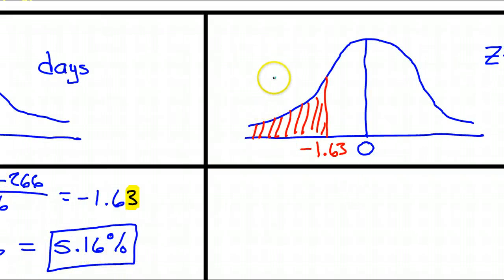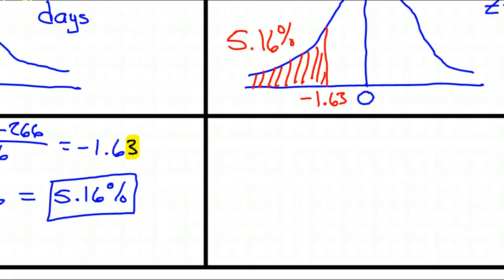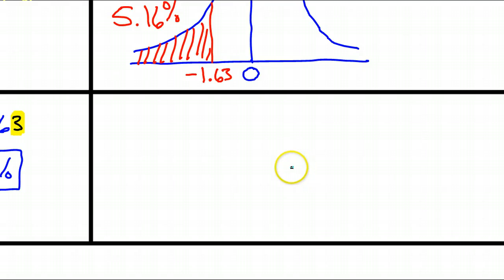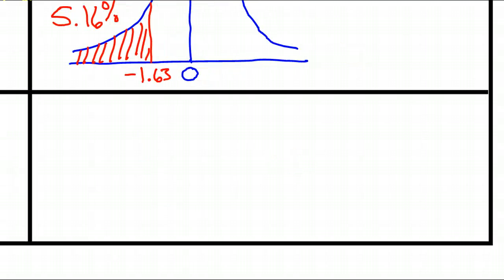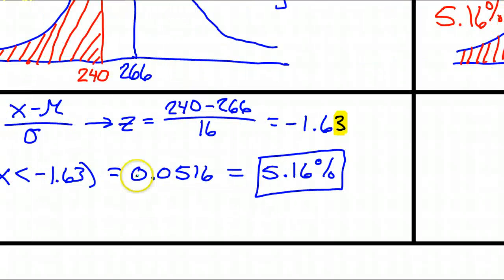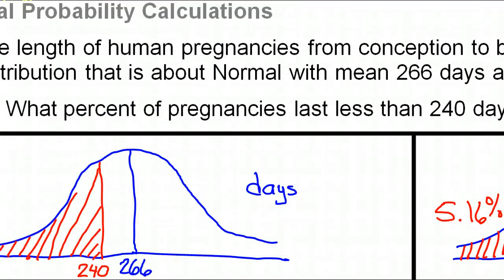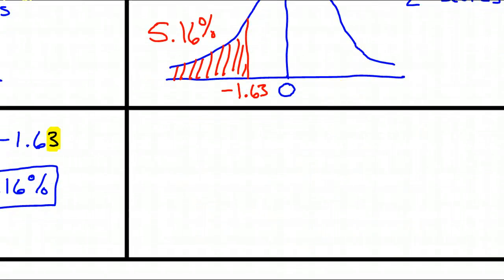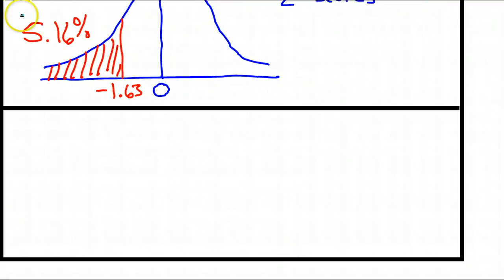Now this 5.16, let's go ahead and put that in our picture, because this red right here is 5.16% of the data. And so that is the third step, the picture just like this. The fourth and final step is to write a sentence answering the question, in English. So it's saying what percent of pregnancies last less than 240 days. So we will say something very much like this.